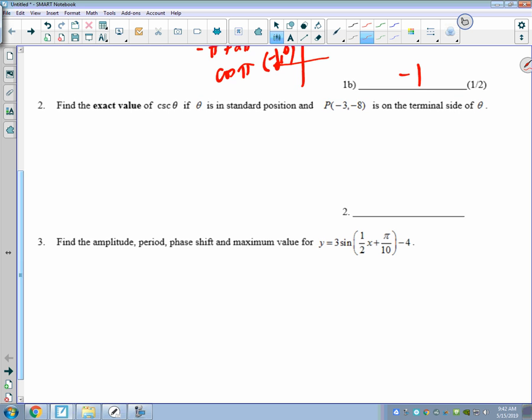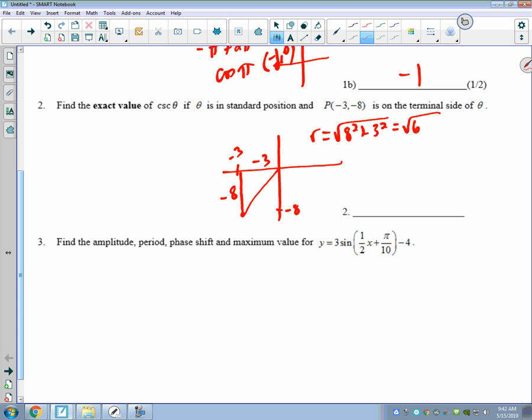Number 2, it feels like forever since we did something like this, but if they just give you a point, right, you can graph that point. So negative 3, negative 8, I'm going to say that's about right here. If I call this negative 8 and this negative 3, not drawn to scale, then I can draw a triangle in. The vertical distance is the y, the horizontal distance is the x, and then I can just do Pythagorean theorem to find the hypotenuse, or the r. So r equals the square root of 8 squared plus 3 squared, which is 64, plus 9, which is what, square root of 77? 73? Gosh, I can't even add.